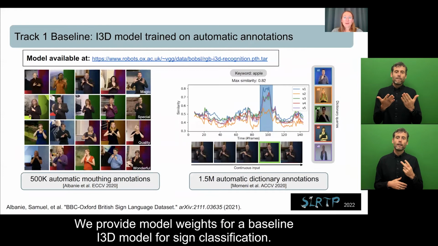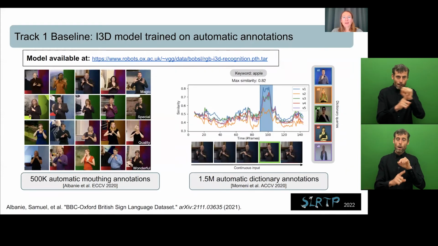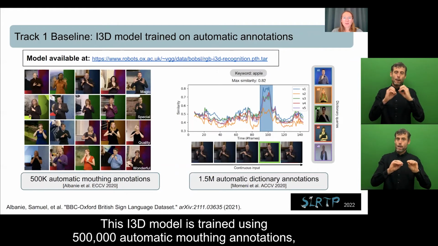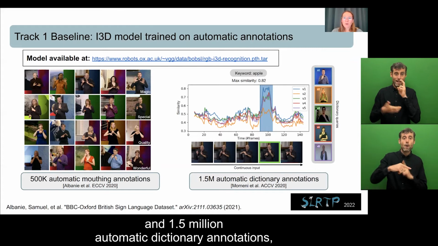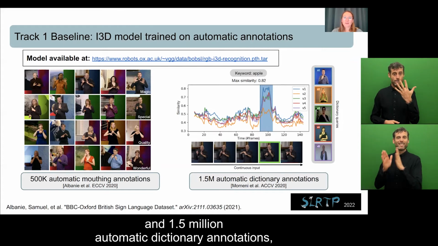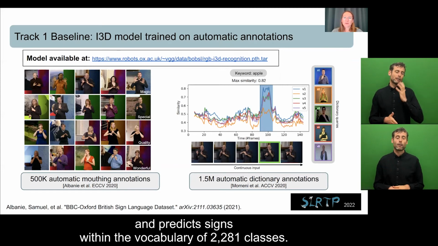We provide model weights for a baseline i3D model for sign classification. This i3D model is trained using 500,000 automatic mouthing annotations and 1.5 million automatic dictionary annotations, and predicts signs within the vocabulary of 2,281 classes.